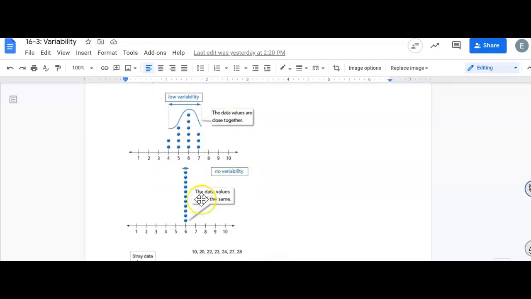The last one, it says no variability. Why can we have no variability? Rylan. Good. All the data values are the same.